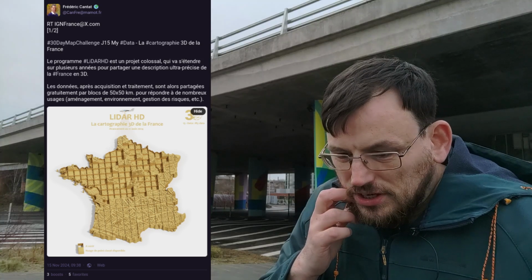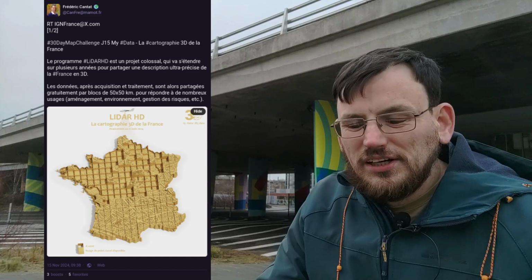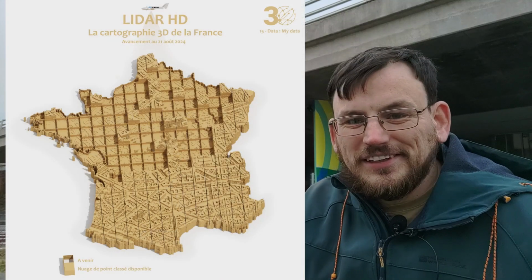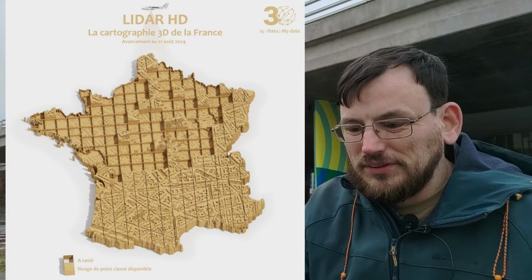And this one, another French contribution. I think it comes from IGN France originally, and it's their LiDAR data, but in a 3D model. It's not real, but it looks like it's made of wood. That's quite cool. I think that's a fun artistic medium to be using.